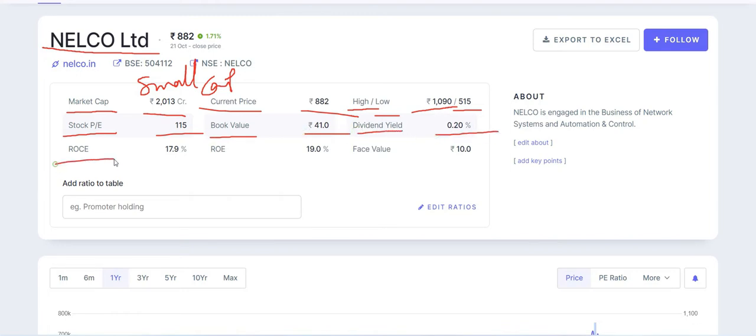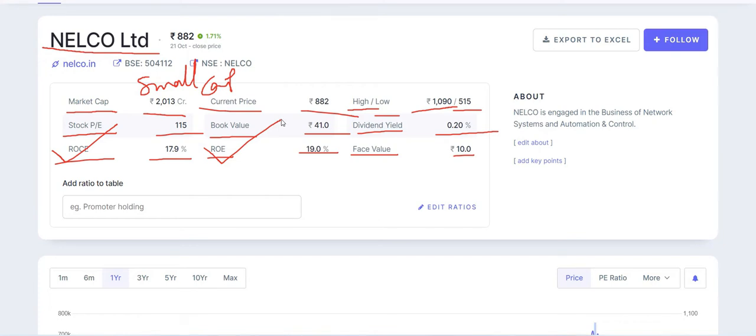Return on capital employed is 17.9%. Return on equity is 19%. Face value per share is 10 rupees. So if you look into the key ratios, the stock P/E is very costly. The current price is trading at 20 times the book value, which means it's very costly. The dividend yield is just 0.20%, so it doesn't give any kind of dividend. Return on capital employed is a good one, 17.9%. Return on equity is also a good one, 19%.